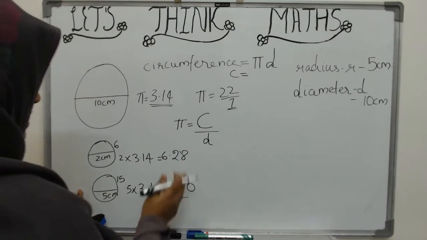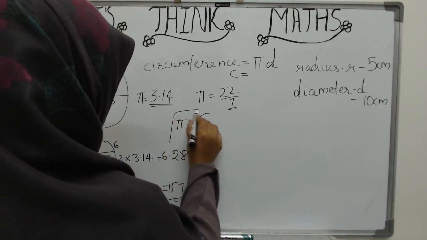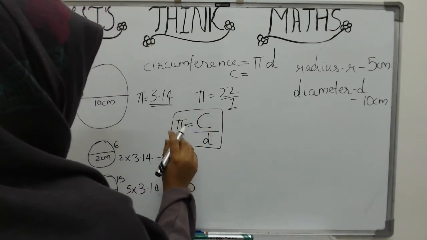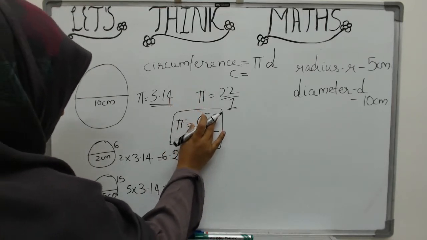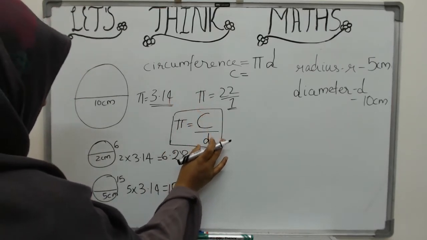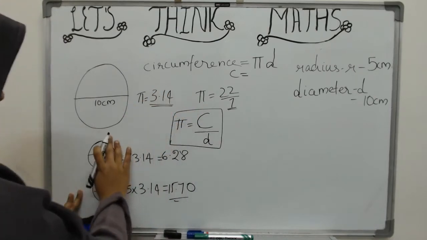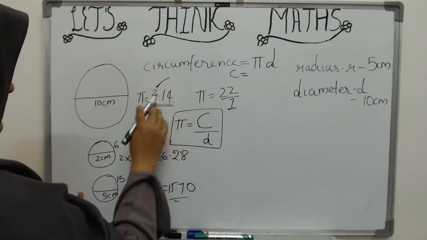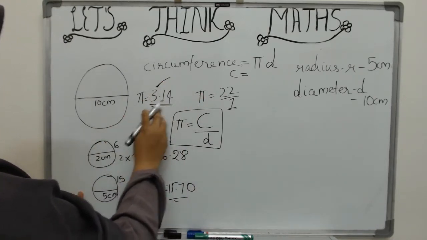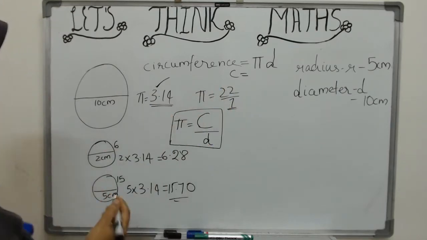So mathematically, what is pi? Pi is the ratio of the circumference of any circle to its diameter. And what is its value? In decimals, you will write it as 3.14, and in fractions, it is 22 by 7.